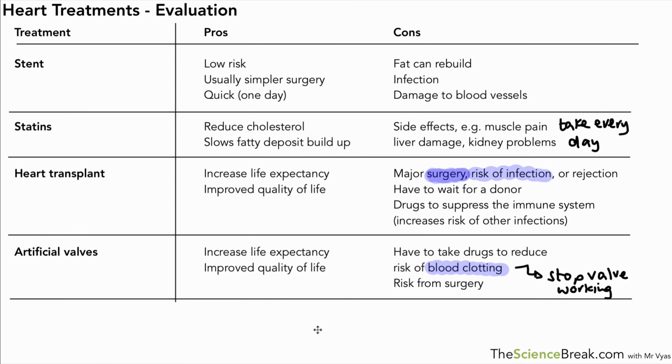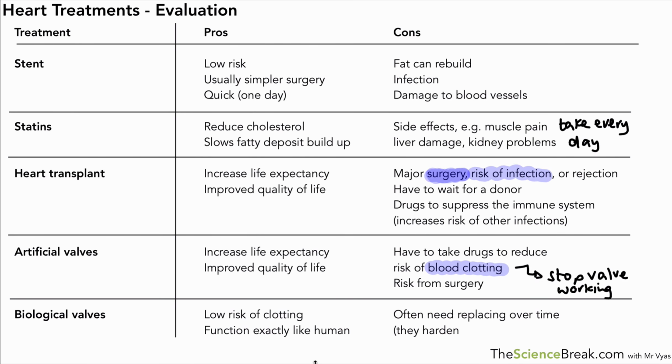The last one then is the use of biological valves. Apart from people not wanting to have pig valves inside their bodies, we have the benefits that there's a low risk of clotting because it's actual tissue that we're using. It functions exactly like human valves. The only problem with them is that they need replacing over time. So if they're in the body for a long time, they tend to harden and they might need replacing. So further surgery might be needed.